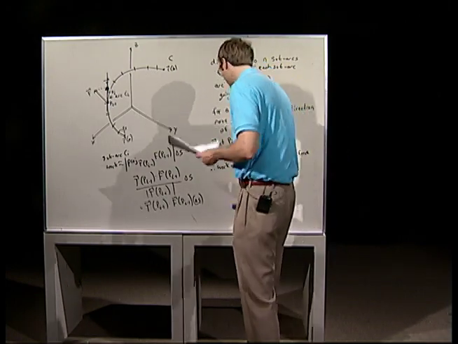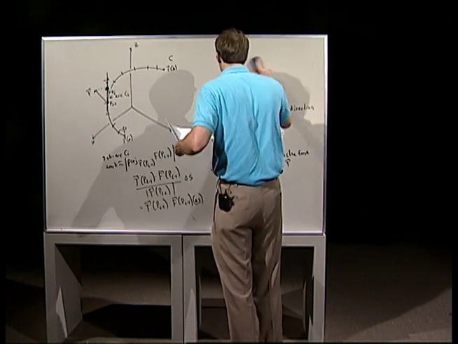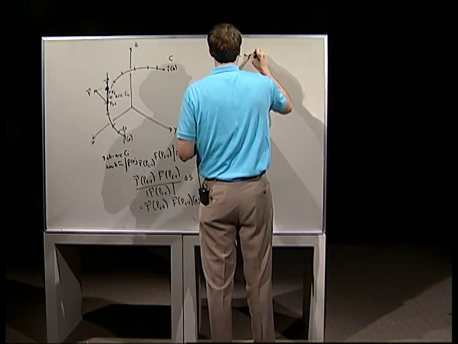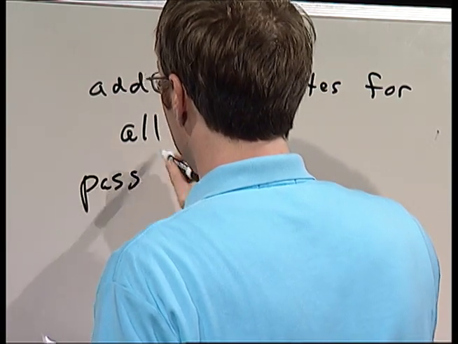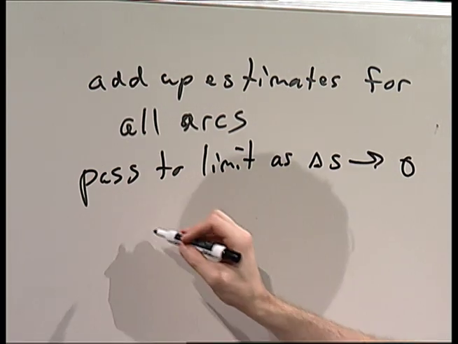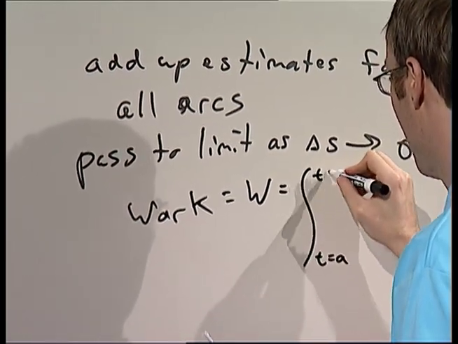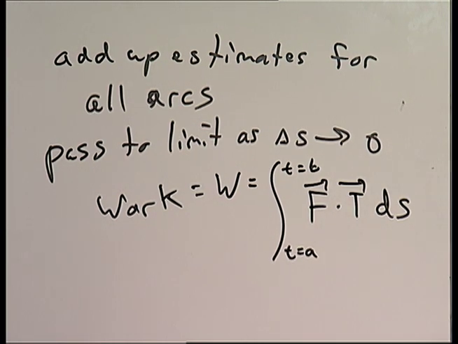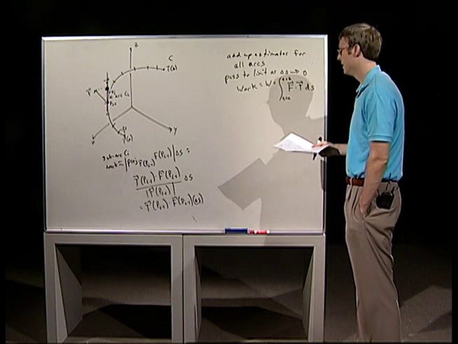All right. How do integrals work? Well, we have an approximation for one chunk, and all the chunks follow suit. Add up these estimates for all the subarcs, and pass to a limit as delta s goes to 0. What do you get? You get a definition of work, which is somewhat similar to what we had before. This is now the integral from t equals a to t equals b of F dot T ds. It doesn't make a difference which one goes first, since the dot product is commutative. So this is our initial work integral.